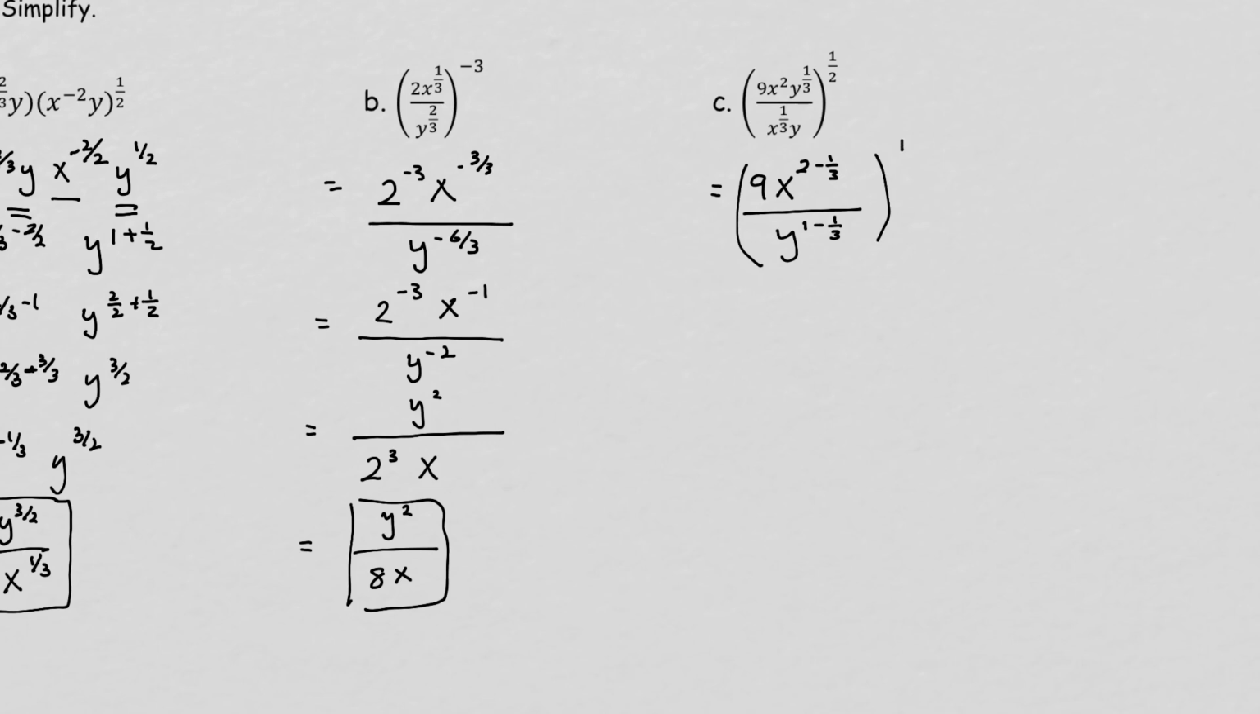Don't forget, we didn't do anything with the outside exponent. And let's do those subtractions on the side. 2 minus 1/3 is equal to 6 over 3 minus 1/3, which is 5 over 3. So I will have x to the 5 over 3. And when we do 1 minus 1/3, that gives you 3 over 3 minus 1/3. That's 2 over 3.